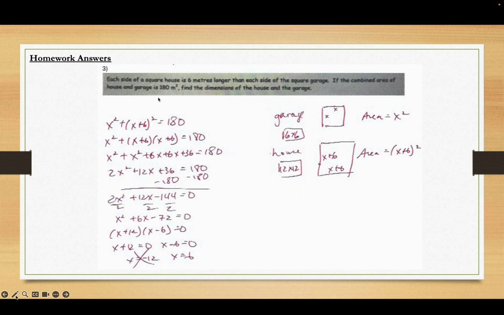And then it says the combined areas are 180. So x squared plus x plus 6 squared is 180. And then you start following the algebra. You might want to pause now and do that. And you get to the point where you come out with x squared plus 6x minus 72 is 0. That's x plus 12 times x minus 6. And the answers work out to the possibilities of negative 12 and 6. But we reject negative 12 because this represents a length. So the dimensions of the garage are 6 by 6 and the house is 12 by 12.